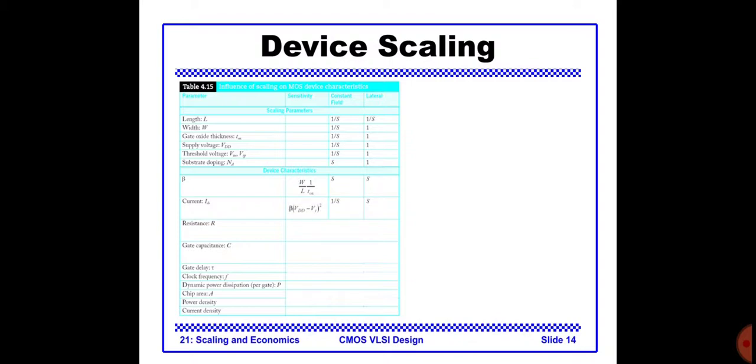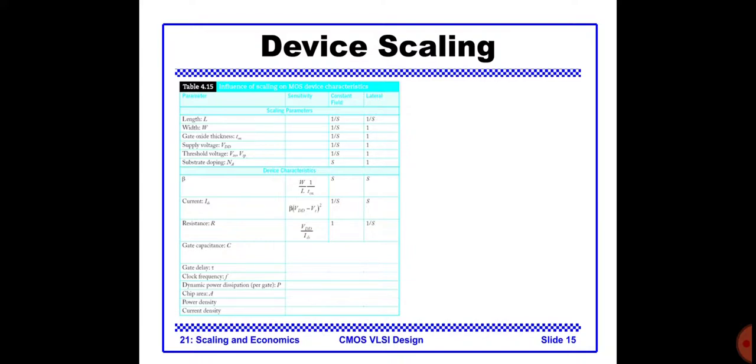The device scaling: the length, the width, the gate oxide thickness, especially the supply voltage 1 by S, threshold voltage 1 by S, and substrate doping S. The current is W divided by L, and 1 by S. The resistance, capacitance C, the gate delay, the clock frequency, dynamic power dissipation, the chip area, power density and the current density.